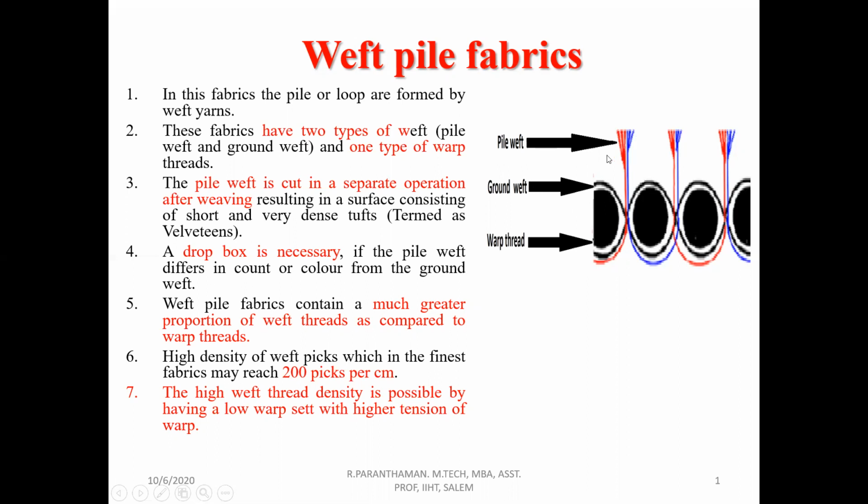In the weft pile fabrics, the picks are more than ends. That is, EPI is less than picks per inch, or the picks per inch is higher than the ends per inch. In this type of fabrics, we can achieve 200 picks per centimeter to increase the pile density in a unit area. So the high weft thread density is possible by having a low warp set with higher tension of warp.